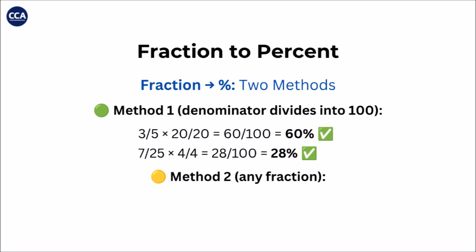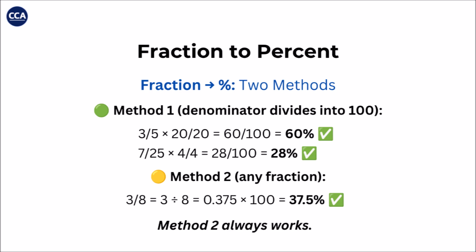Method 2. For any fraction, divide the numerator by the denominator to get a decimal. Then multiply by 100. 3 over 8. 3 divided by 8 equals 0.375. Multiplied by 100 equals 37.5%. Method 2 always works even when Method 1 doesn't. Keep both in your toolkit.